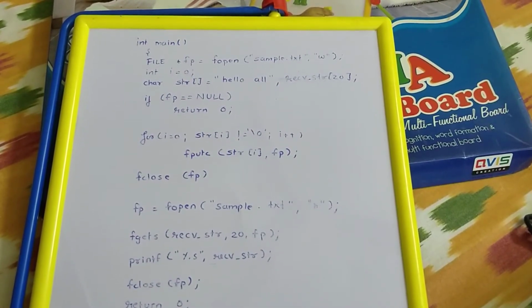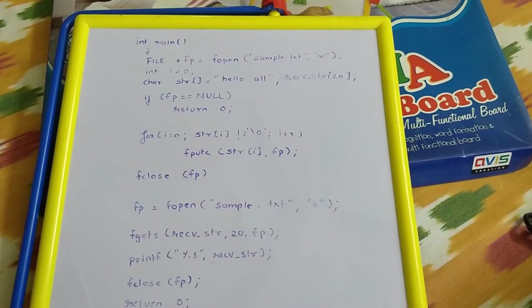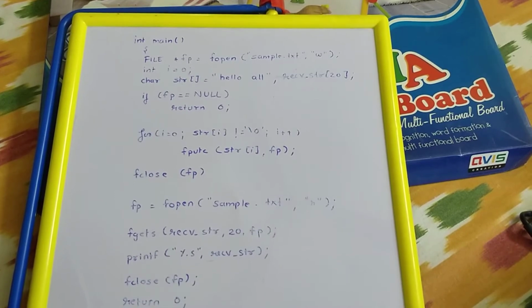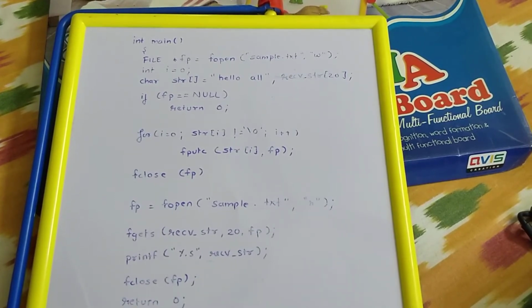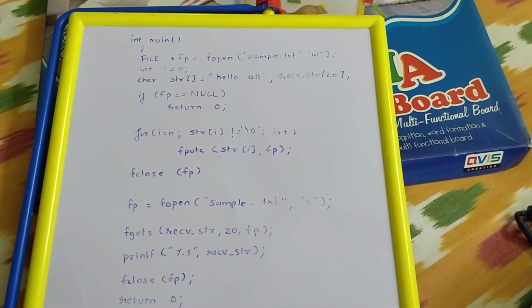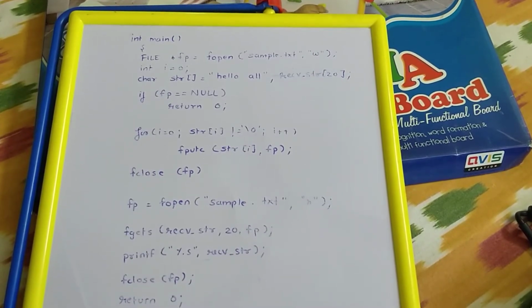While you are opening a file for write mode, if it does not exist, then the file will be created. So for creation of a file you don't have to use another function. fopen will help you to create the file.